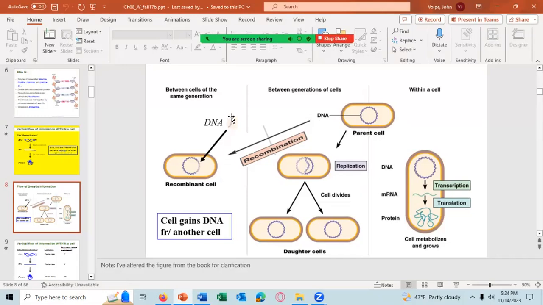And the light purple is the DNA taken up by this cell. And then that DNA can become a part of the chromosome of the recombinant cell. And so this cell gains DNA from another cell. And you'll notice I broke this graph because I think my way, and I added that in, explains it a little clearer. And that is the DNA leaves this cell, the donor cell, and then it's taken up by the recombinant cell. Any question about any of that?